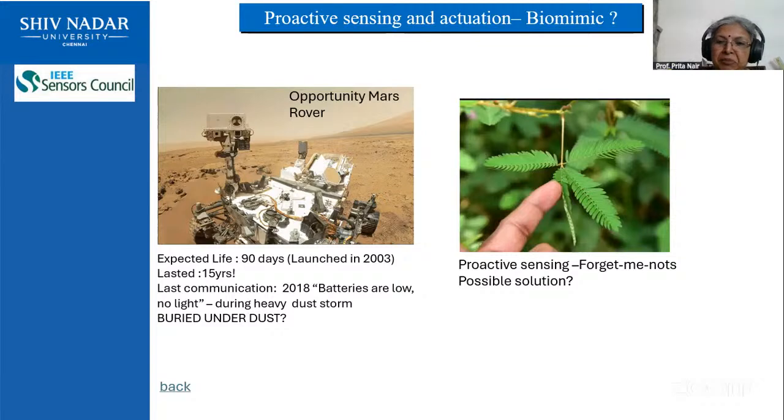Yes, look at forget-me-nots. If you apply pressure, this guy just collapses, and looking at the amount of pressure you are applying, it just folds in, right? So you could actually think of devices which will go into a shutdown mode if the dust particle sizes are more than a certain value. Of course, people are now doing it. So this is just to tell you about proactive sensing and actuation. You need actuation there to make the corrections, right? Shut down things, go and hide behind somewhere, protect yourself, right?